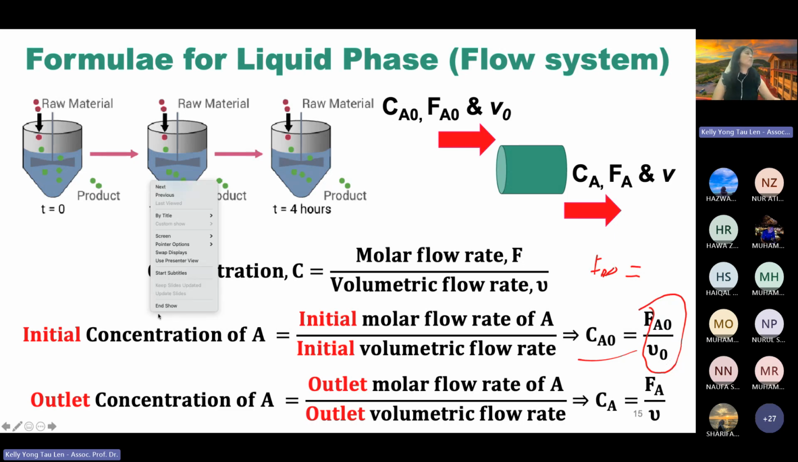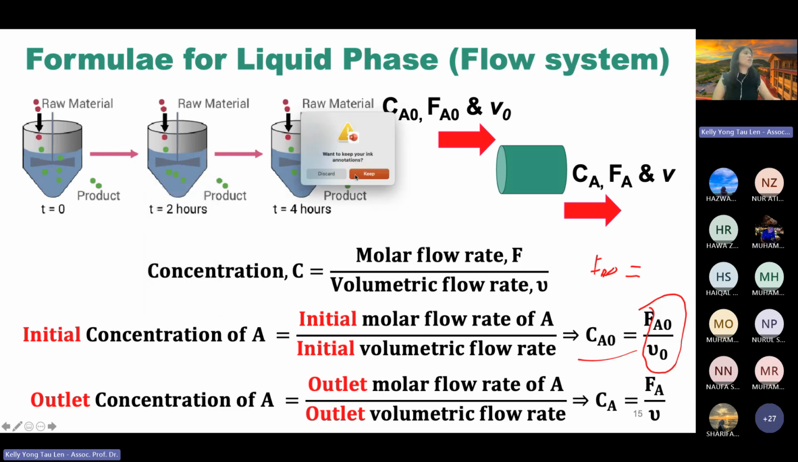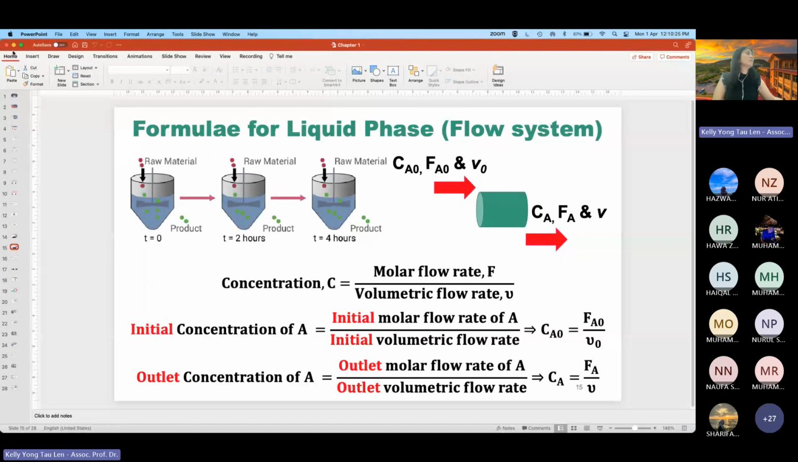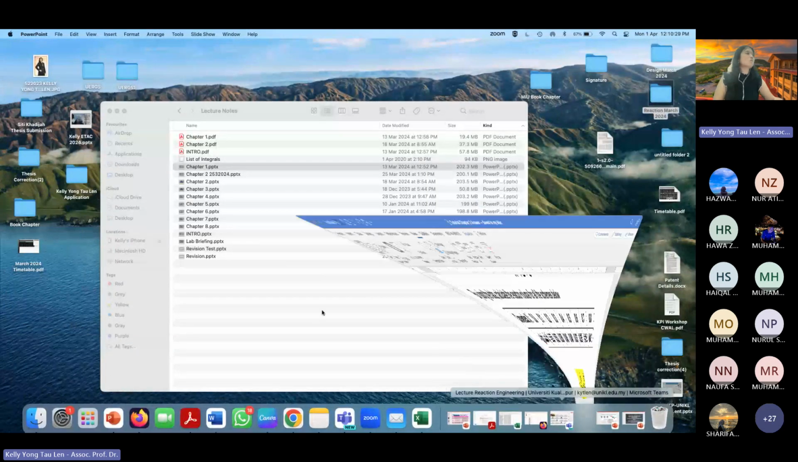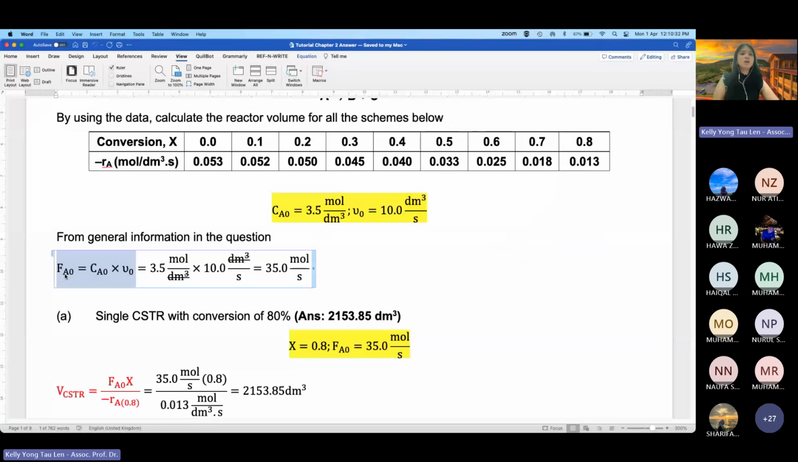So that's what I did in the question in the tutorial. So that is what I did in the question. You can see that, right? I hope that I don't get you confused. So you can see here, FA naught equals CA naught multiplied with epsilon naught.